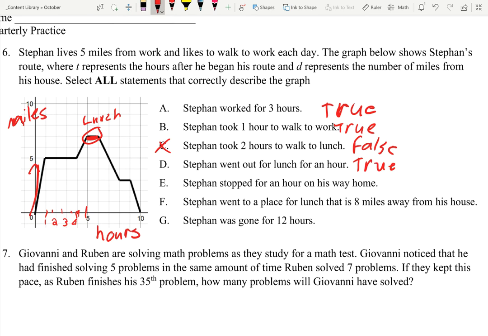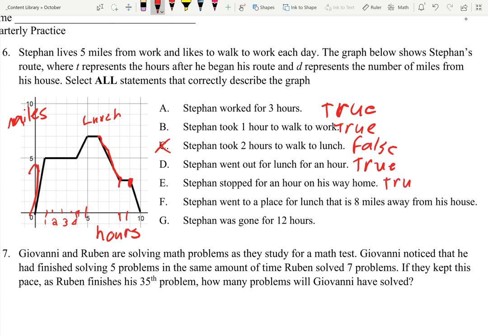Stephen stopped for an hour on his way home. So after he leaves lunch, he's walking back towards his house, and right here he stops. So in that period of time he stopped for was just 1 hour long. So yeah, he did stop on his way home for an hour.